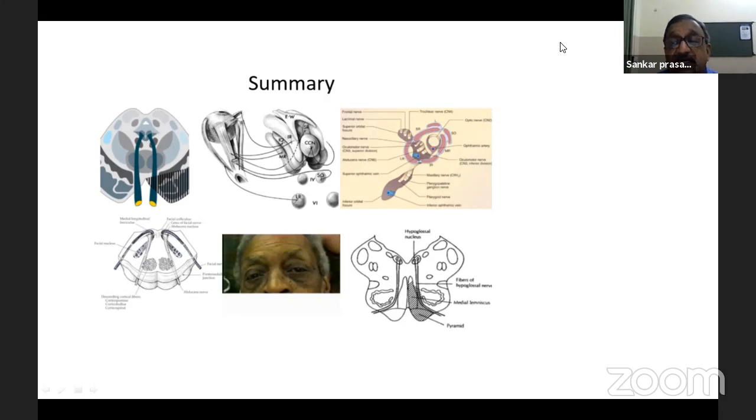Somebody is asking a question. Wallenberg syndrome, vestibular nucleus, trigeminal nerve nucleus. Excellent. That's nice. So with this, we have finished the applied anatomy of the brain.